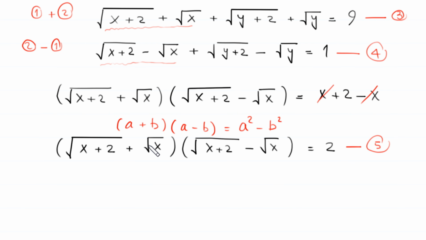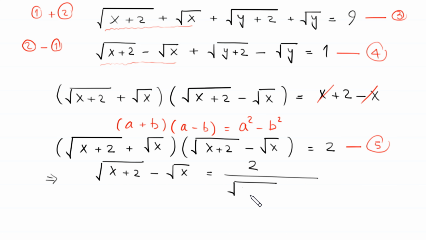Now if we divide both sides of this equation by √(x+2) + √x, this implies that √(x+2) - √x = 2 / (√(x+2) + √x). Let's call this equation number 6.